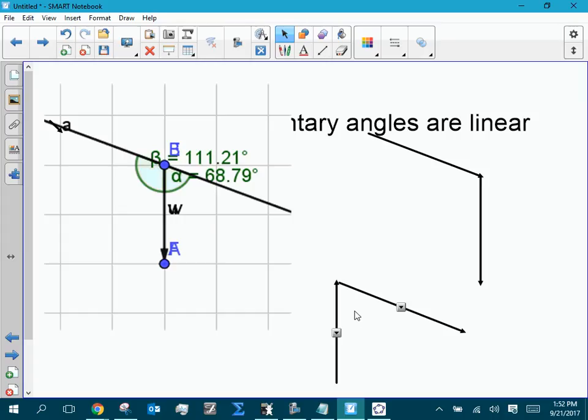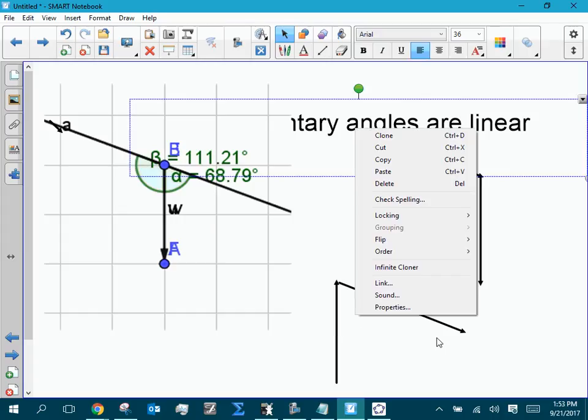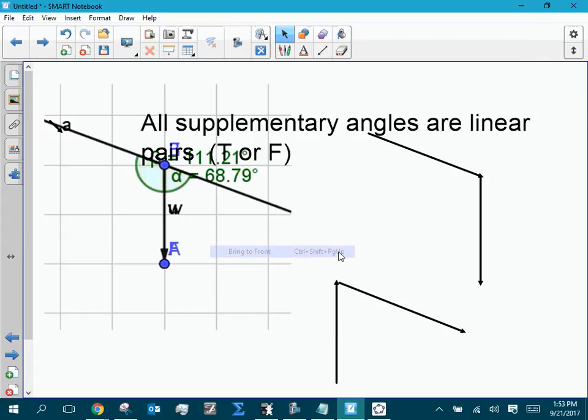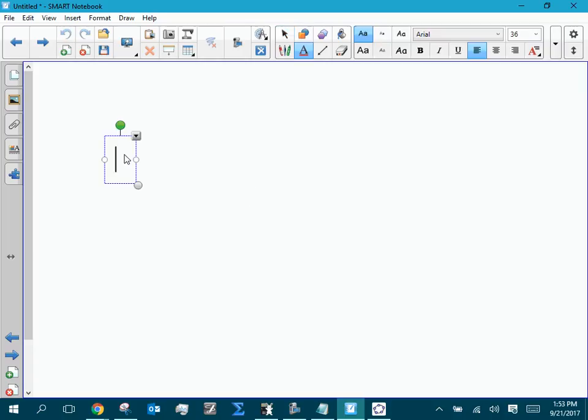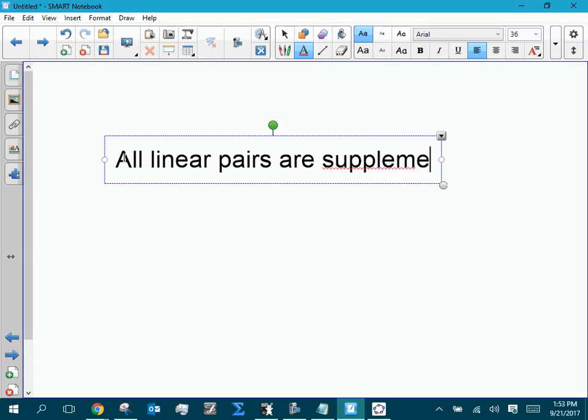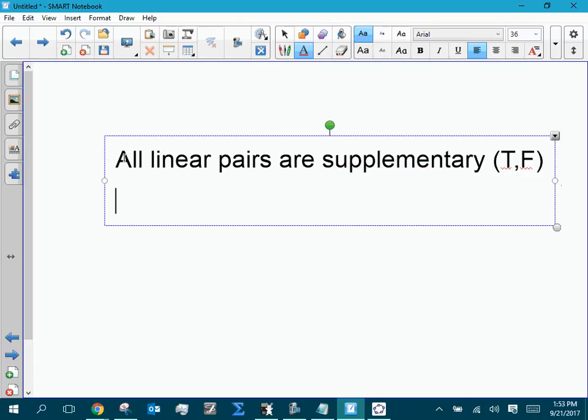So the question is, all supplementary angles are linear pairs. Well, these are supplementary. We just said they're not a linear pair, right? So the answer to that question would be false. But what if I ask this? All linear pairs are supplementary. True or false? That's true. I just reversed the order, right?